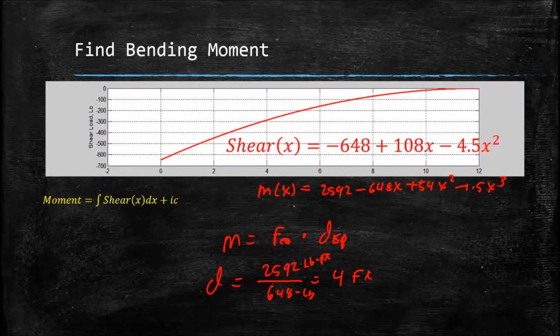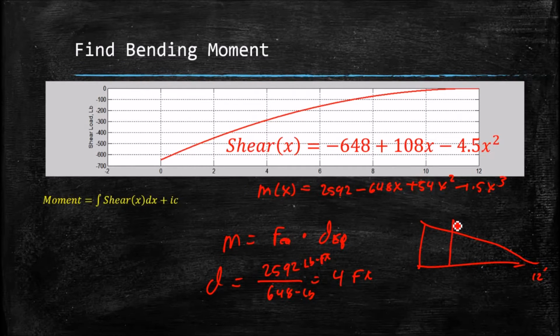And if we look at our triangular load distribution, and we know this is 12 feet there, our force is going to act at a distance 1/3 of the way, so it's going to act at 4 feet, and that's what we got. So, it's always nice to confirm our results.